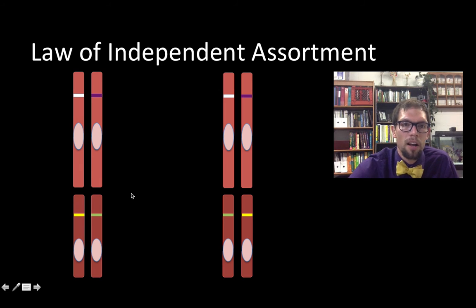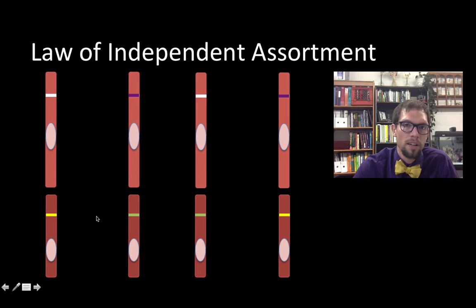They can also line up such that, instead of white associating with yellow, you can have white associating with green and purple associating with the yellow, instead of the purple associating with the green. So from this, you can have four different gametes being produced: one with the white allele on one chromosome and the yellow allele on the other, one with the purple allele on one chromosome and the green on the other, one with the white allele and the green allele, and then one with the purple allele and the yellow allele.